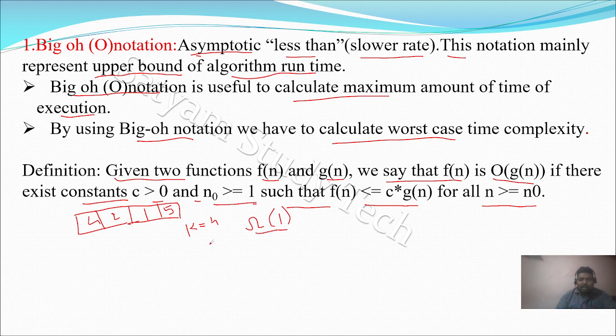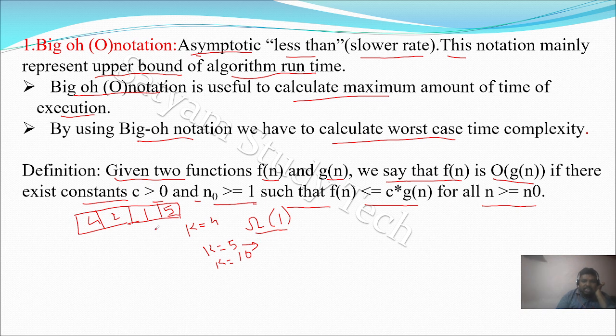So for example, the key is 5, or the key is not present. For example, I consider the key is 10. So in this case k equal to 5. The key element is found in that array or not. You can see that the element is found at the end of that array. So the time complexity is n.